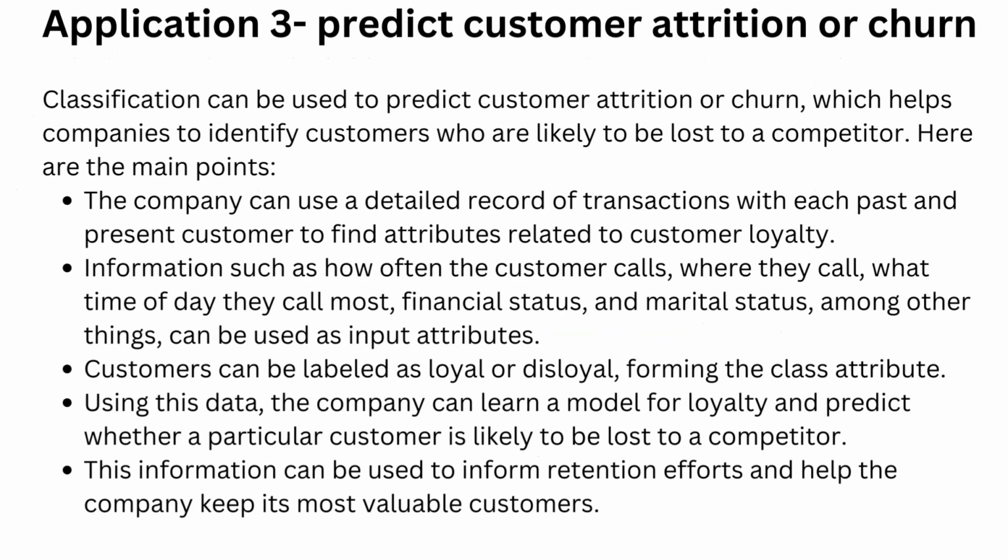The company can then label the customers as loyal or disloyal, which forms the class attribute. Using this information, the company can learn a model for loyalty. Once the model has been trained and tested, it can be used to predict whether a particular customer is likely to be lost to a competitor or not. This information can be used to inform retention efforts and help the company to keep its most valuable customers.